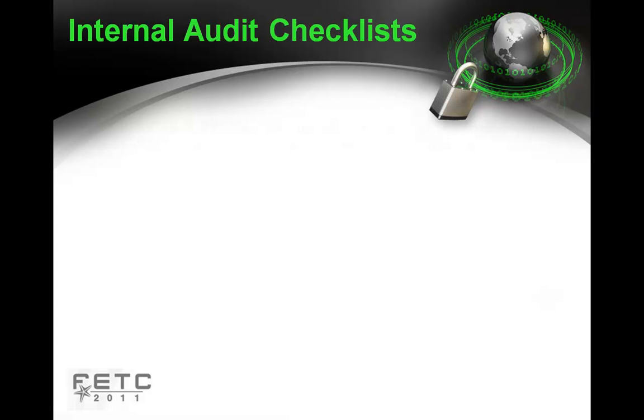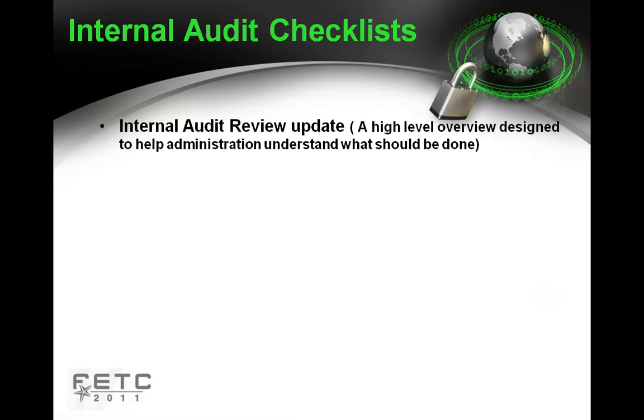An internal auditing checklist. One of the things that we do is we have an internal audit review update, which basically is a high-level view, which I take to the school administration, to the school board, and say, hey, here's where we are with our network security. Here's the areas where I feel like we could improve. Here's some areas that I think we're doing okay. And then they can kind of look at it, and then they sign off.